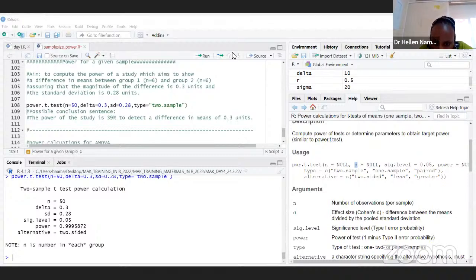Not necessarily, it doesn't matter. It depends on what proportion you're picking for 1, and then the proportion you're picking for 2.